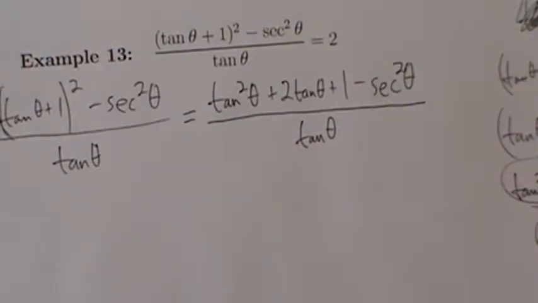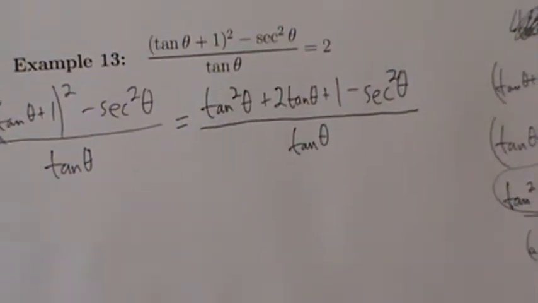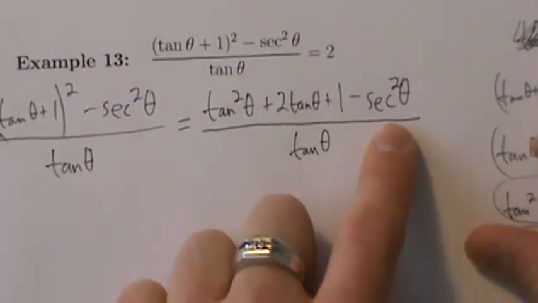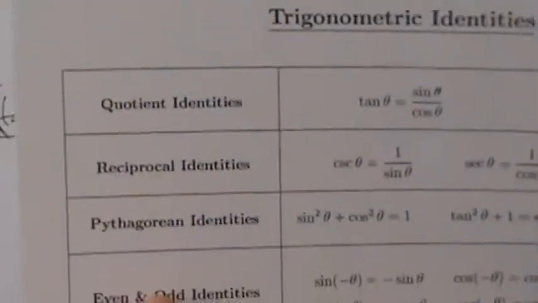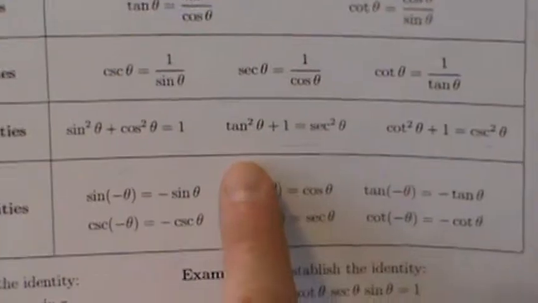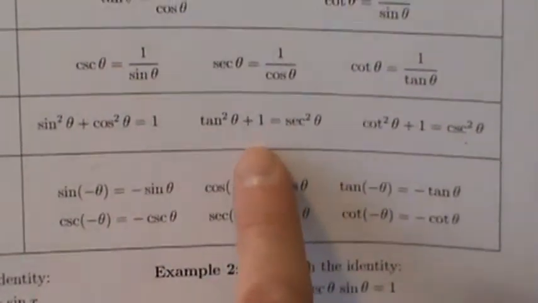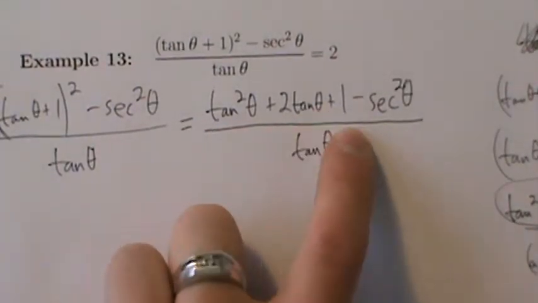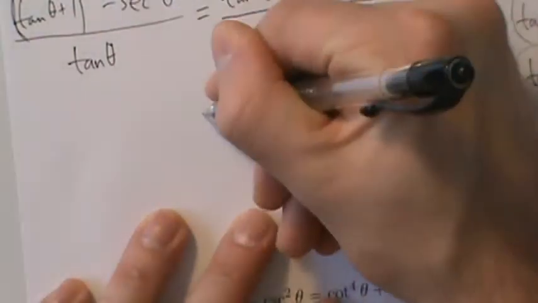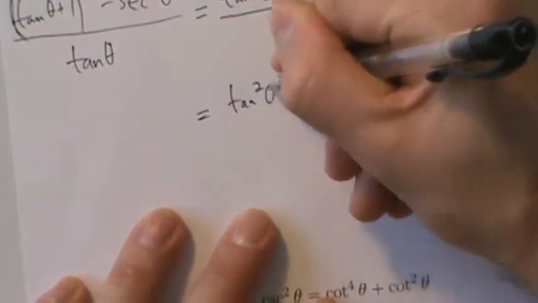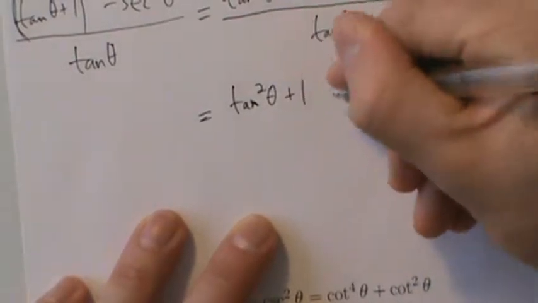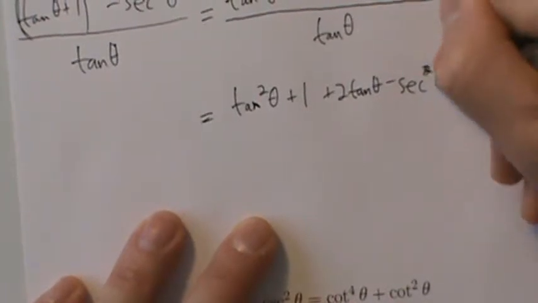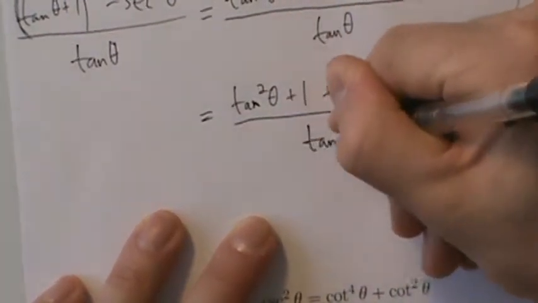Now, what do we see here? Here's a tangent squared, here's a 2 tangent, here's a 1, here's a secant squared. We see tangent squared and secant squared, so maybe we'll think Pythagorean identities. Tangent squared plus 1 equals secant squared. Well, tangent squared, blah, blah, blah, plus 1, hey, that's good. So let me squish those together. Let's rewrite the top: tangent squared of theta plus 1 plus 2 tangent of theta minus secant squared of theta, all divided by tangent of theta.